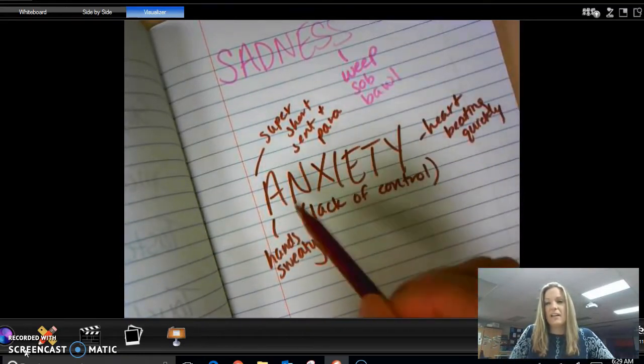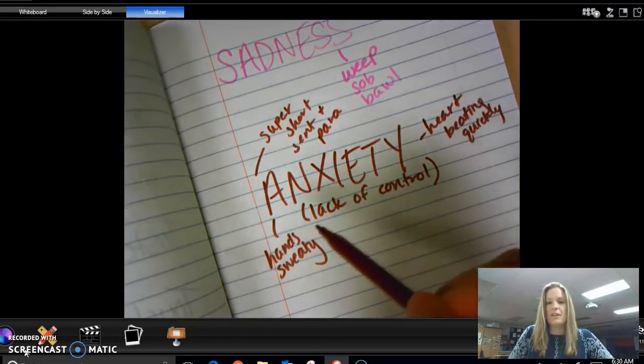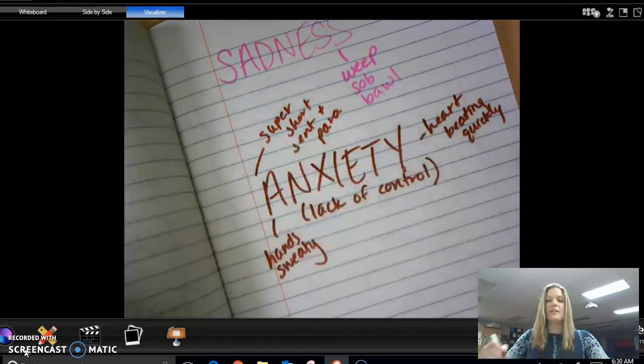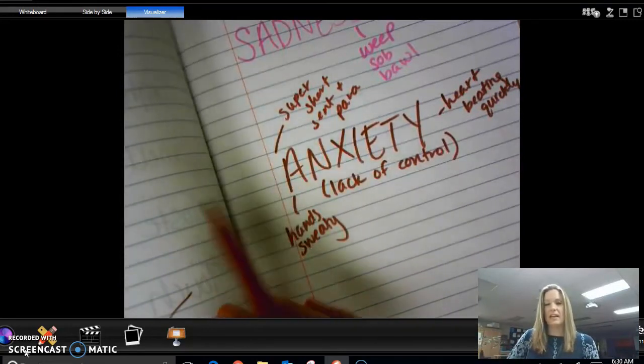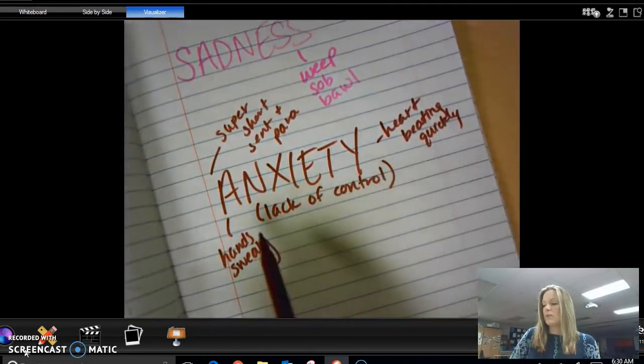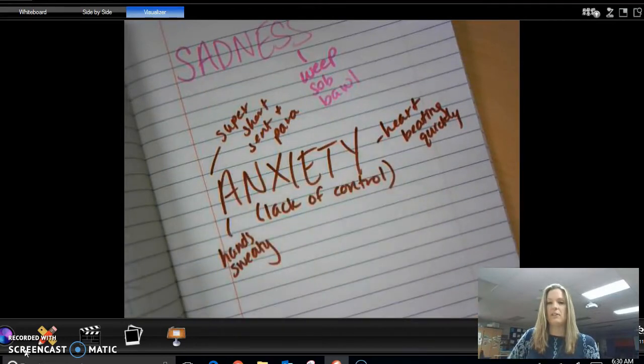But anxiety is this lack of control. I can be angry and feel anxiety. I can be nervous and feel anxiety. I can feel sad and feel anxiety. So often it's more associated with lack of control, although we have definitely lumped it into this idea of nervousness.